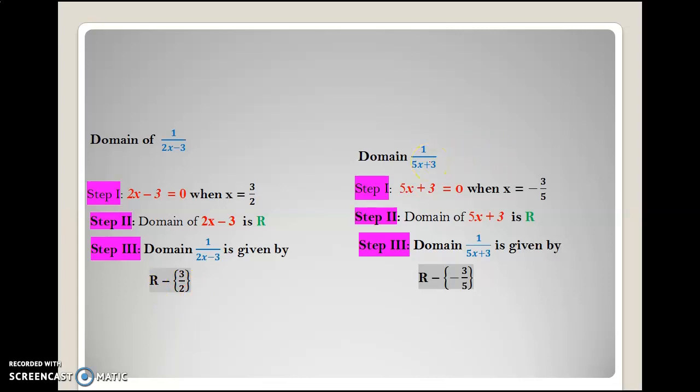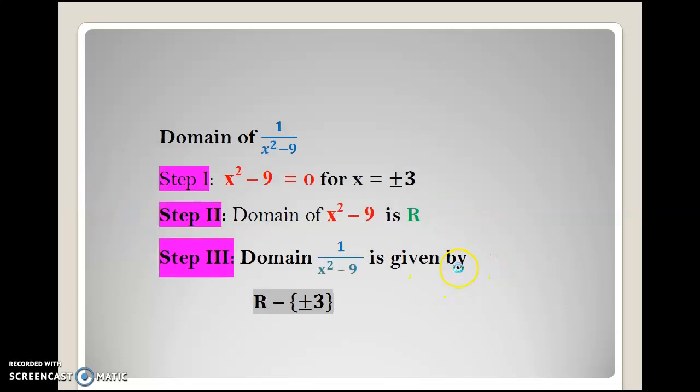For this, again, 5x plus 3 is equal to 0 for x equal to minus 3 by 5, and 5x plus 3 is defined for all R. Therefore, the domain of 1 upon 5x plus 3 is R except for minus 3 by 5.